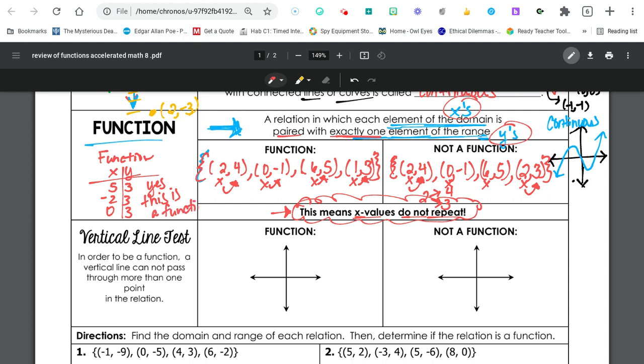Because you're only going to focus on the x's. And see, here are your x's, and none of those are repeating or cheating. 3's doing whatever it wants to do, but 3's a y, so it doesn't matter. Okay, but the x's can't cheat.